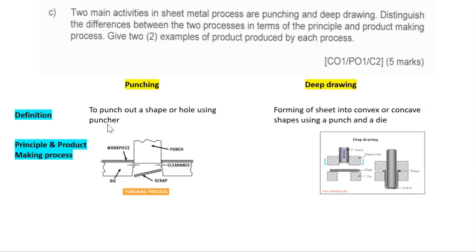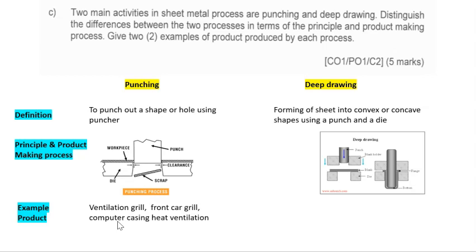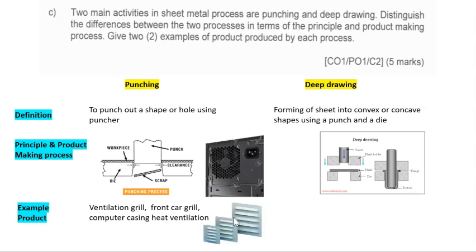And give examples. Two examples of the product for each, so this is going to be 0.5, 0.5. For punching it can be a washer, but that one is too common, so you can give examples like a ventilation grill, and then a front car grill also. They use the punching process, and also computer casing heat ventilation. You can see this on your CPU.